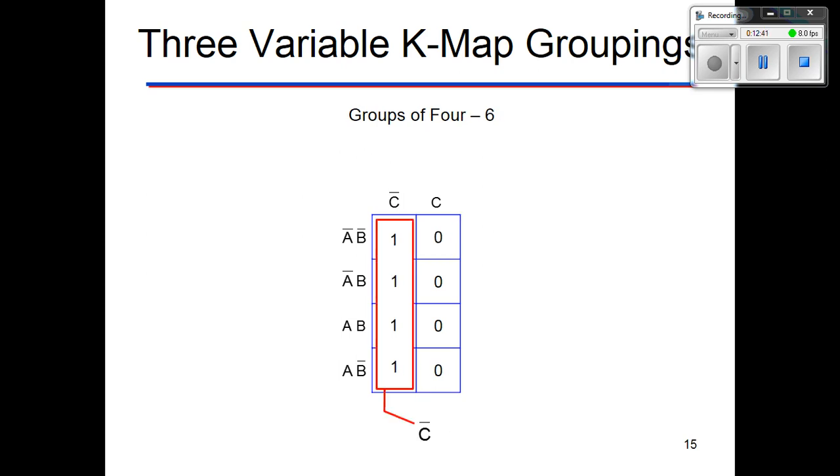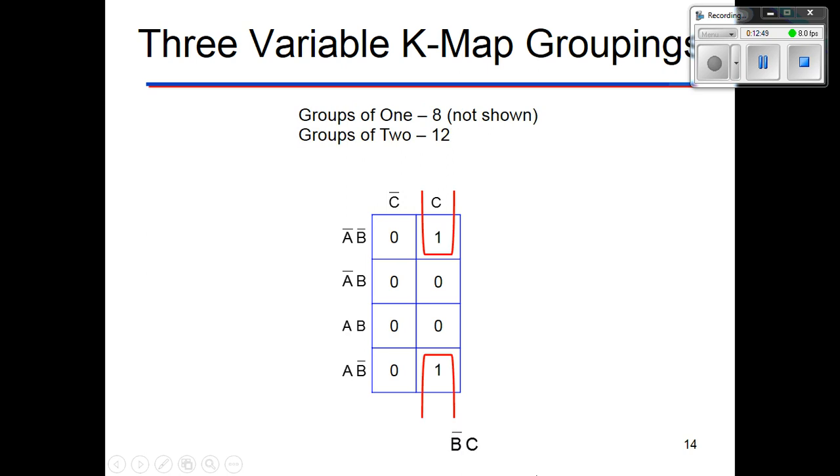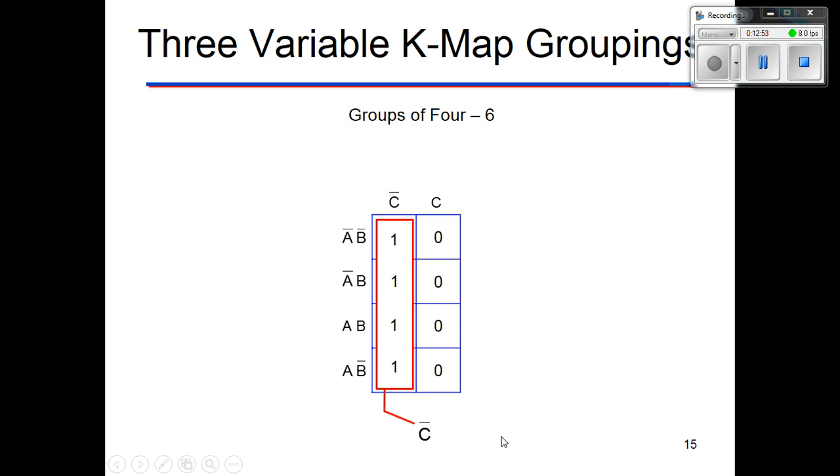Now here's a nice group of 4. Now notice that the bigger your group, the nicer your solution is. Previously we had a group of 2 and our solution was not B, C. Now we have a group of 4 and our solution is just not C. Well, this one has one logic gate less than the previous one. Generally speaking, the bigger the group, the better.